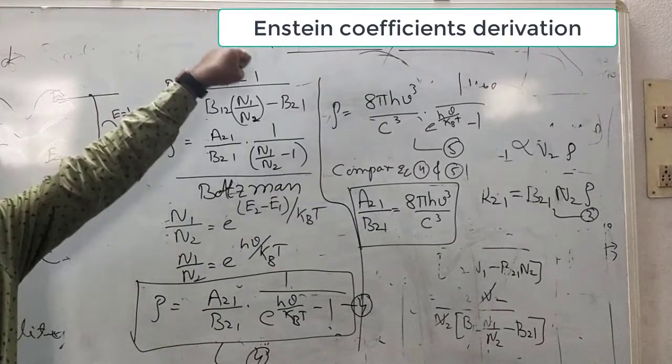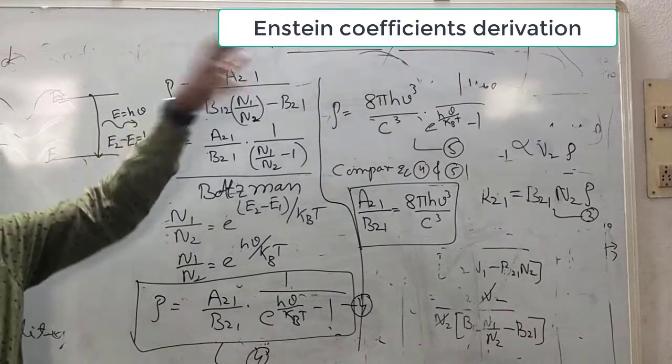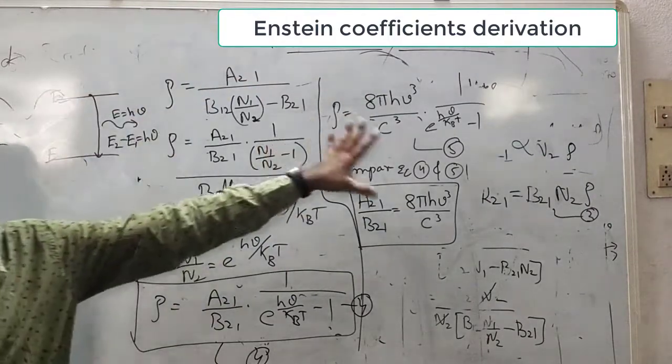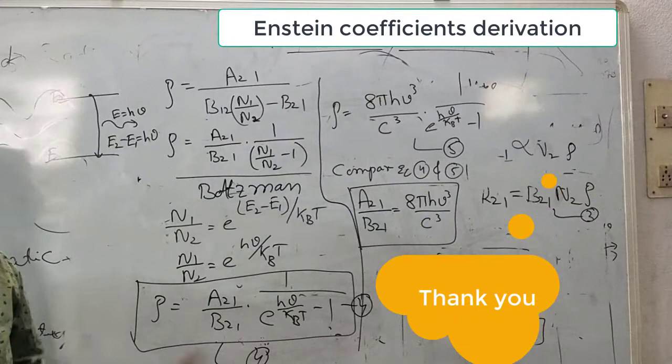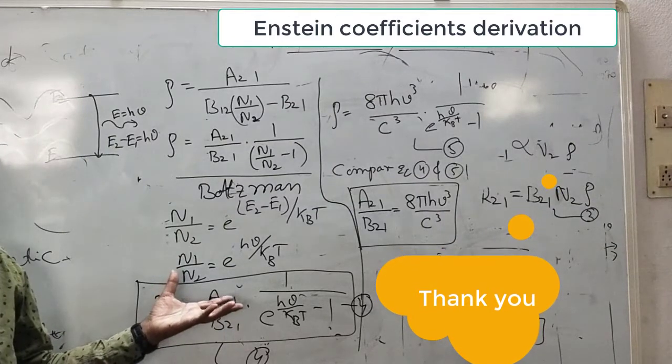This is a very simple derivation using these 3 diagrams: absorption, spontaneous emission, stimulated emission. Definitely we are going to ask this question as a long question, a 7 marks question. Just practice once or twice, you will get this equation.